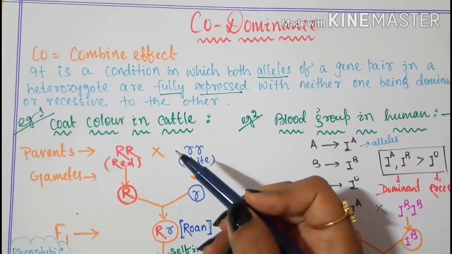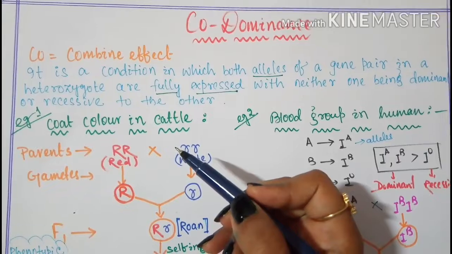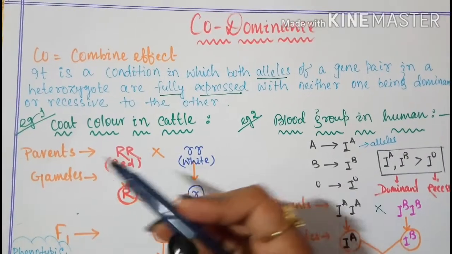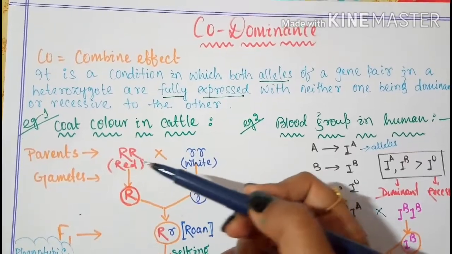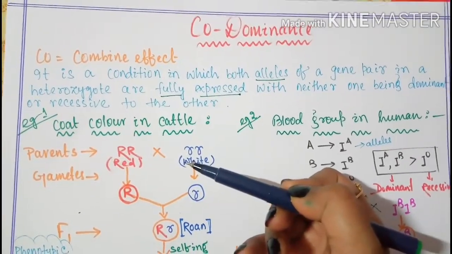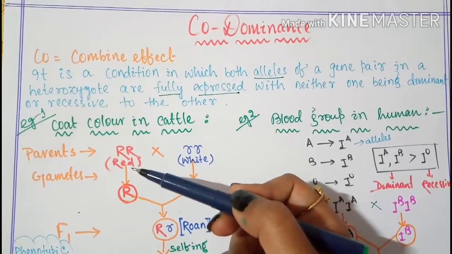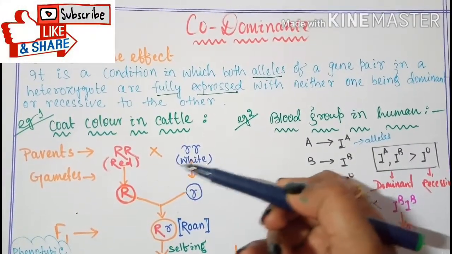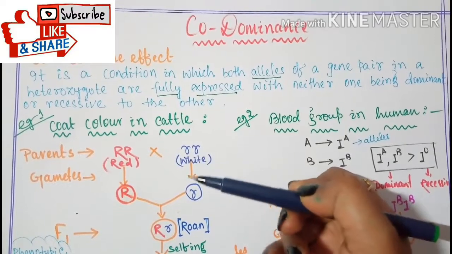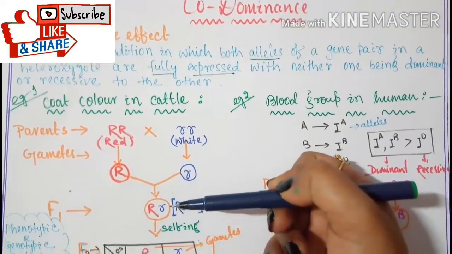So let's understand it in a better way using these examples. The first example is the coat color in cattle. There are two possible coat colors in cattle, one is red and another one is white. By crossing both these coat colored cattle, we get a hybrid or heterozygote in the F1 generation.